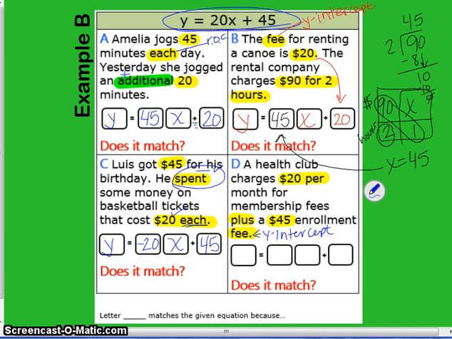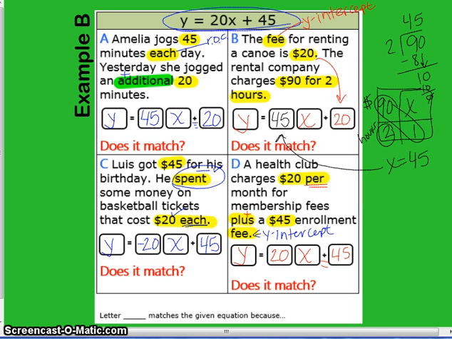So the very first thing I want to do is fill in my y and my x. That is always the first thing you should do. And then because this is $20 per, remember the word per or each tells me that that is my rate of change. So $20 would go here. And then plus, so I have an addition symbol here, plus my $45 fee. So y is equal to 20x plus 45.